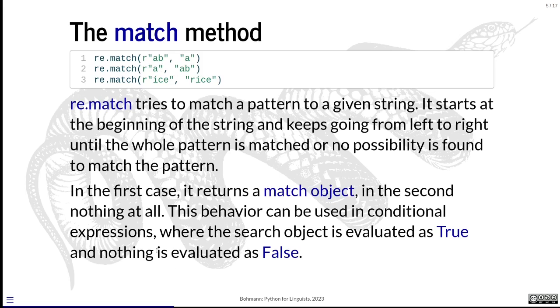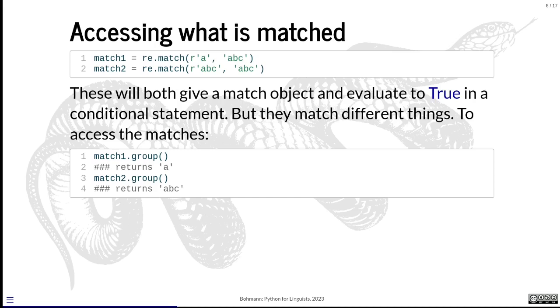And that behavior, that it returns something or nothing, can be used in conditional statements, because returning nothing is evaluated to false, and returning something is evaluated to true. So sometimes that's just enough to filter out all the things you want in, for example, a list comprehension. And then you can also access what's matched, and we kind of saw this already, right?